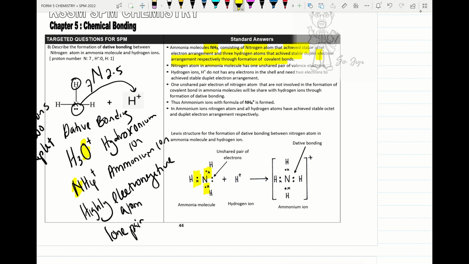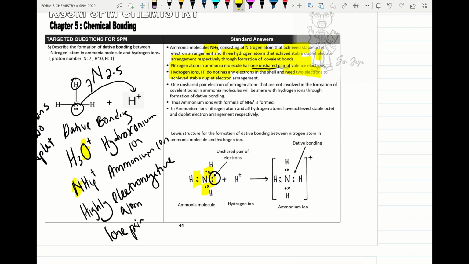Duplet and nitrogen as a chief octet through formation of covalent bond. And this nitrogen atom in ammonia molecule has one lone pair or unshared pair of electrons. This unshared pair of electrons can be shared to the ion that does not have electrons in the shell. The example of an ion that does not have electrons in the shell is hydrogen ion.